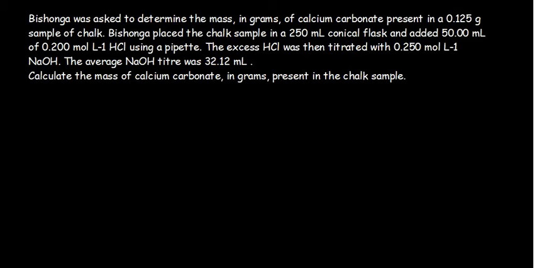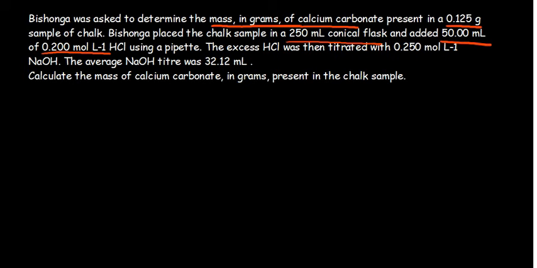Okay, so look at this question to help us understand what is basically happening. Bishonga was asked to determine the mass. In this case they were asking us to find the mass of calcium carbonate present in the 0.125 grams sample of chalk. Bishonga placed the chalk sample in a 250 milliliter conical flask and added 50 milliliters of 0.2 moles per liter HCl using a pipette. So if you observe, in our first reaction we have calcium carbonate reacting with what? With hydrochloric acid.